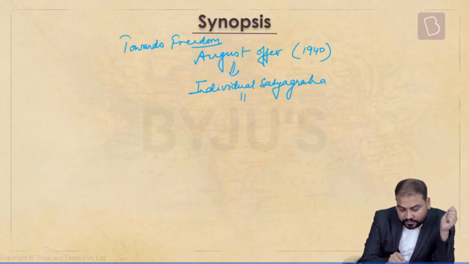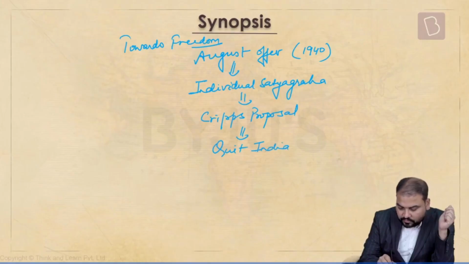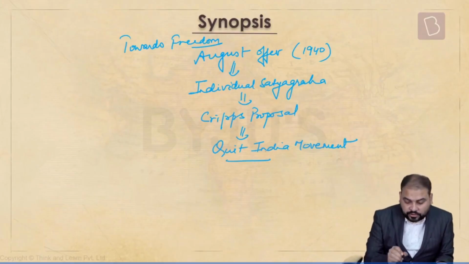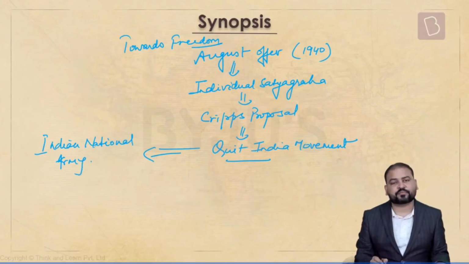Again, they will offer us something that's called the Cripps proposal. We will reject it again and go ahead and do the Quit India movement. Now, while the Quit India movement was going on in India, outside India, the great Subhash Chandra Bose had formed the Indian National Army and was fighting against the Britishers.